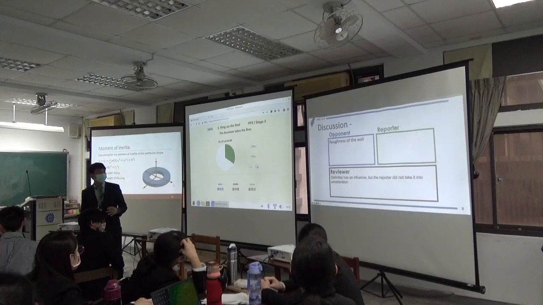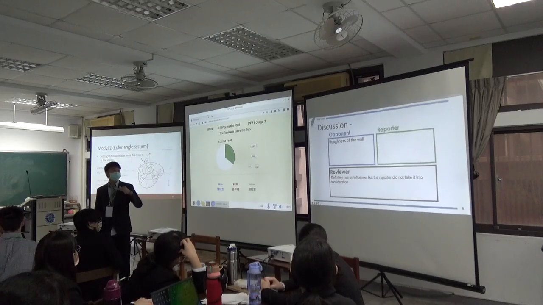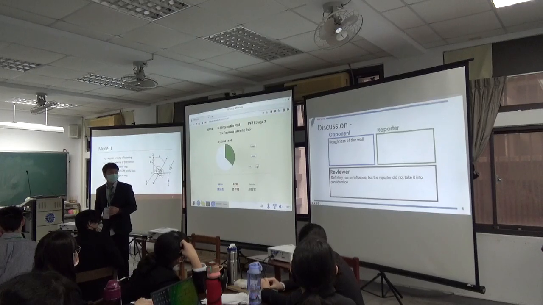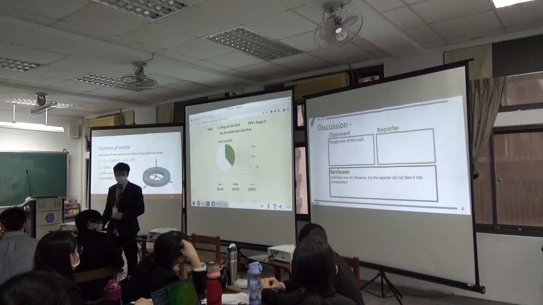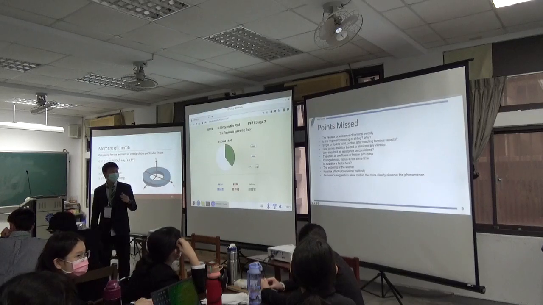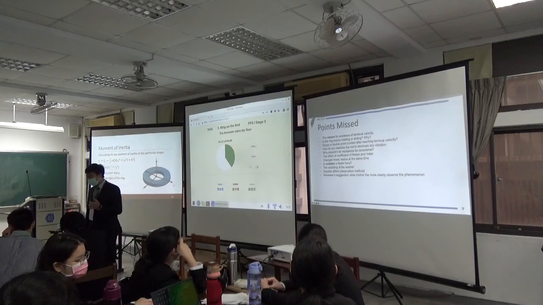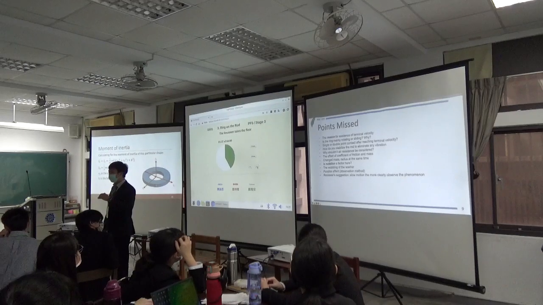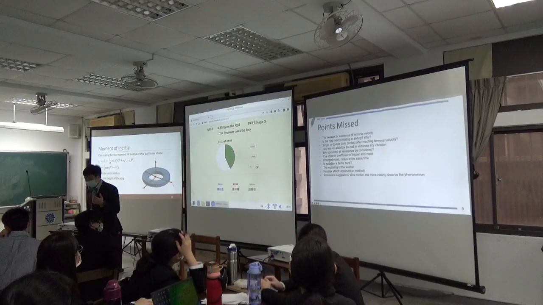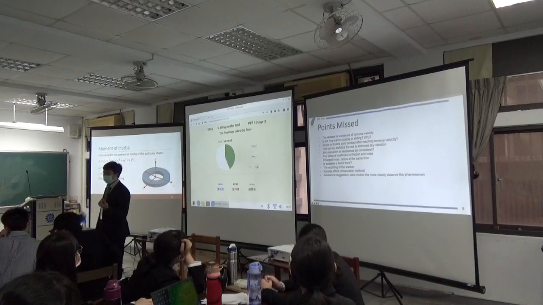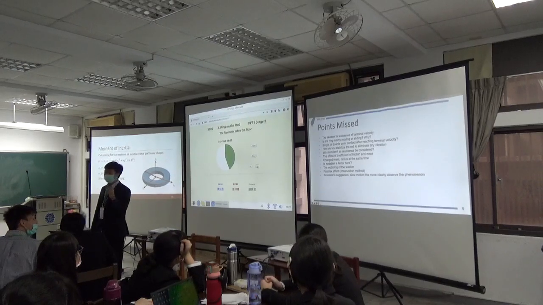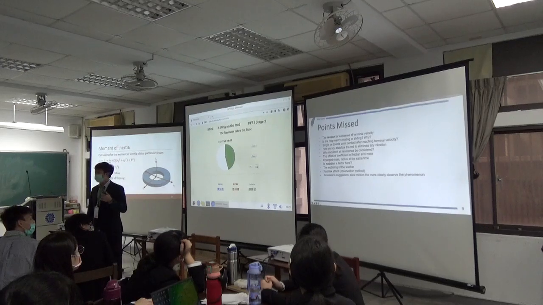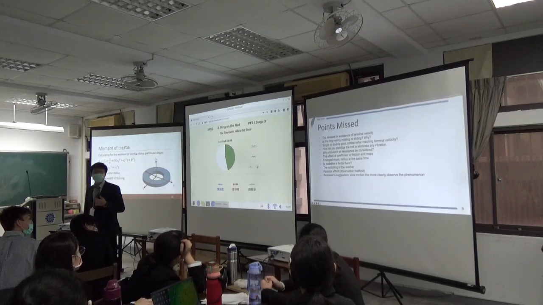Now the next one is the roughness of the wall, and the reviewer thinks that it has an influence on the phenomenon, but the reporter did not take it into consideration, so that is a bad point for you. And now the points missed. The reviewer thinks that according to the purpose statement, there is a terminal velocity to be found, but they haven't elaborated on why there is an existence of terminal velocity. So we think that it should be considered.